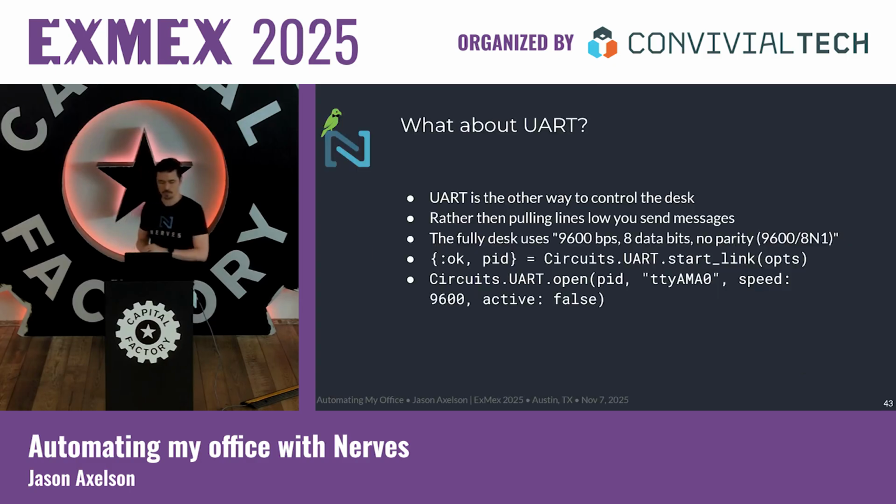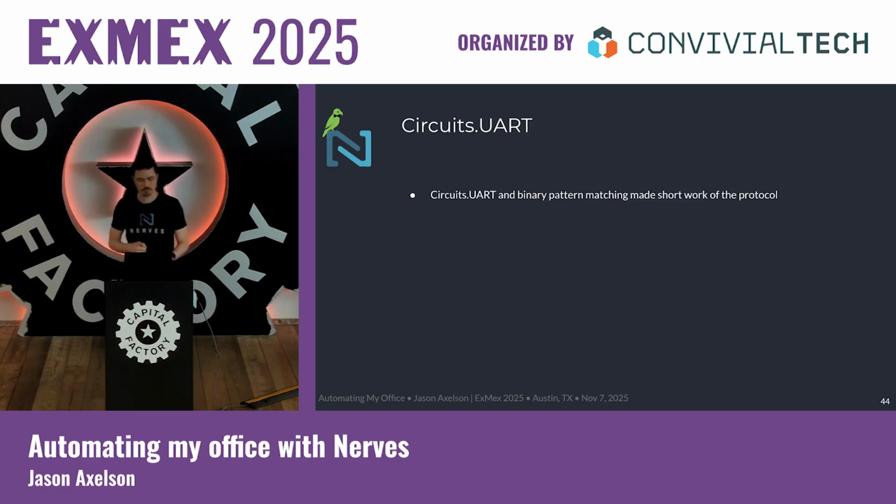Let's try the UART. UART is the other way to control this desk. Rather than pulling the lines low, which is the simplest way and what I tried to start with, instead you send messages over 9600 bits per second, 8 data bits with no parity. And you can do that with the Nerves library Circuits.UART. So you start your UART process, and then you open the specific port that you want. ttyAMA0 is the name of the UART controller on the Raspberry Pi Zero W, and we set the speed and active false, which is pretty much the default you want these days.